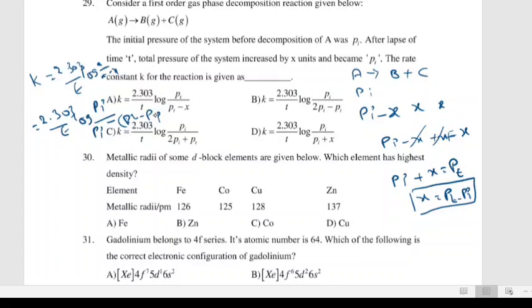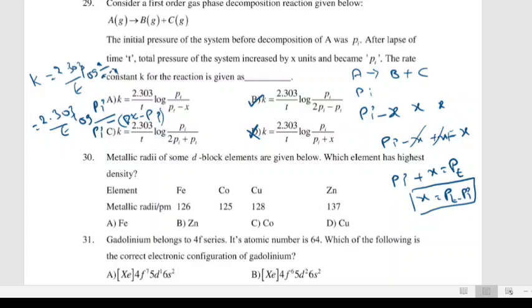So minus of minus is plus, and there is 2Pi, and for Pt we get a negative value here. So probably the fourth one, 2.303 by t into log Pi by... it's not the fourth one. Let me check. Yes, this B is the correct option. See, 2.303 by t into log Pi divided by 2Pi minus Pt is the expression for the rate constant of this gas phase decomposition. Next one.